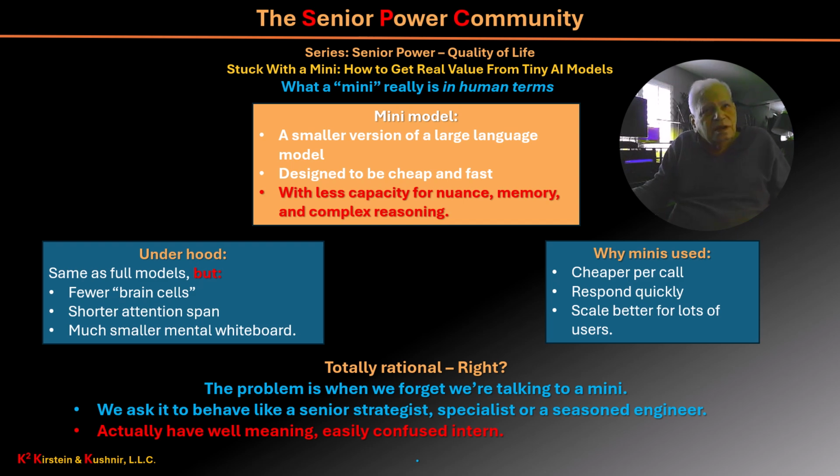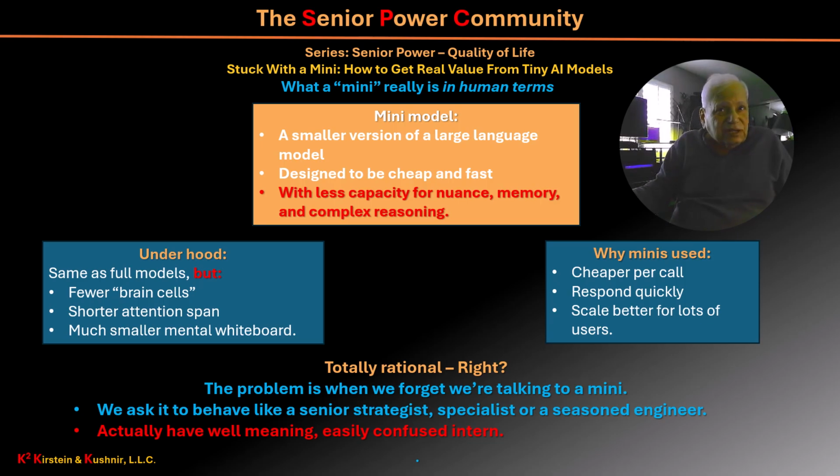Under the hood, the mini is the same type of thing as the big fancy models, but it has, to put it in perspective, fewer brain cells. It has a shorter attention span and a much smaller mental whiteboard. Organizations use minis because they're cheaper per call. They respond quickly and they scale better when you have lots of users. That is absolutely, totally rational.